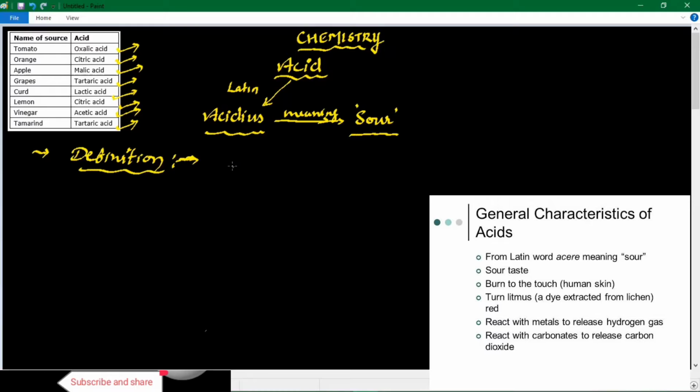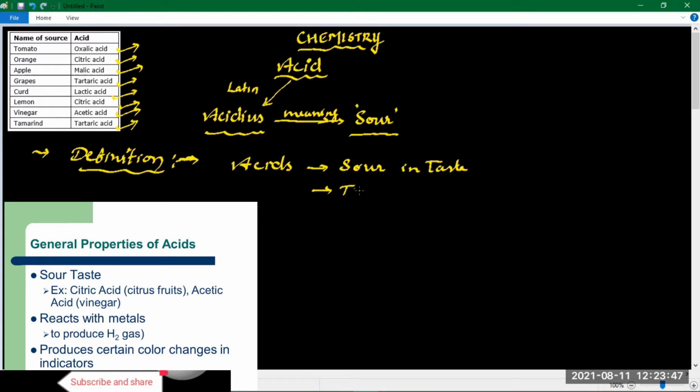General properties of acids you're supposed to remember. Acids are sour in taste. Acids turn blue litmus paper into red. And acids are corrosive in nature. Some acids are corrosive in nature.